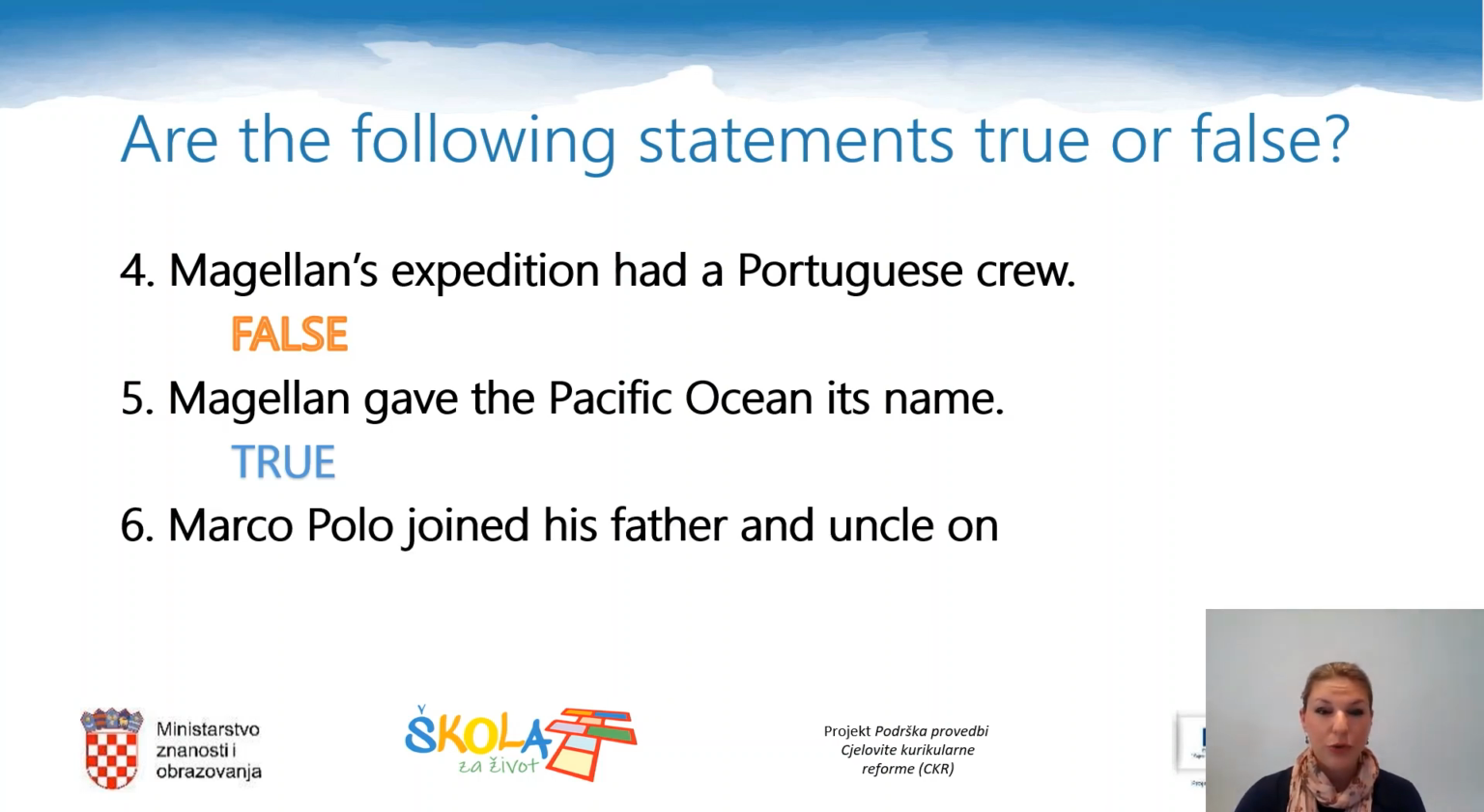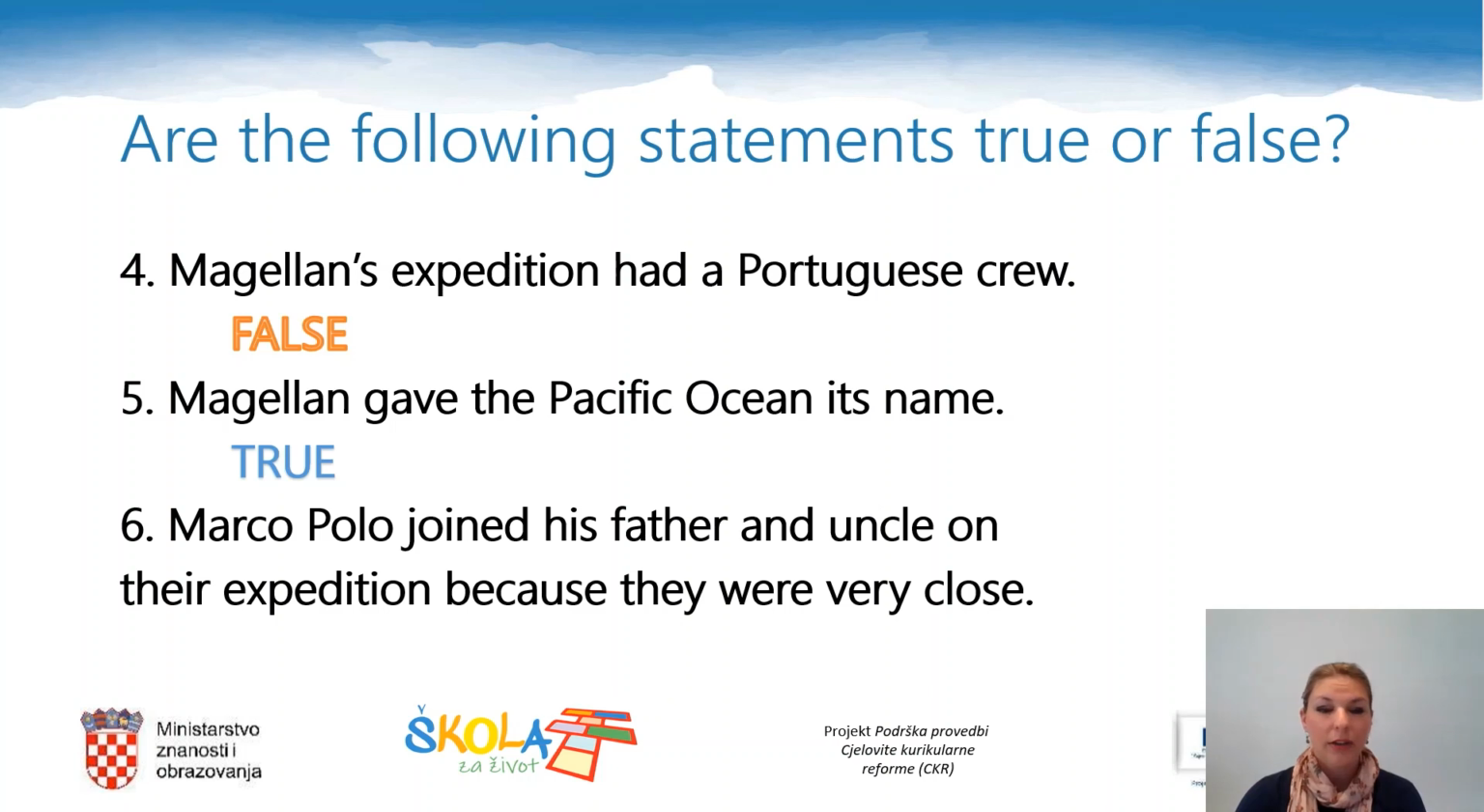Marco Polo joined his father and uncle on their expedition because they were very close. True or false? It's false. A few months before Marco Polo was born in 1254, his father and uncle left Italy on a trading excursion to Asia. The brothers returned to Venice 15 years later, and it was only then that Marco finally met Niccolo, the father he never knew he had.